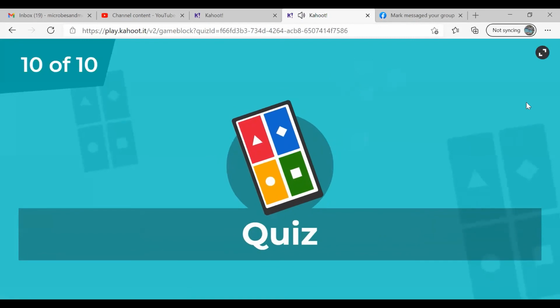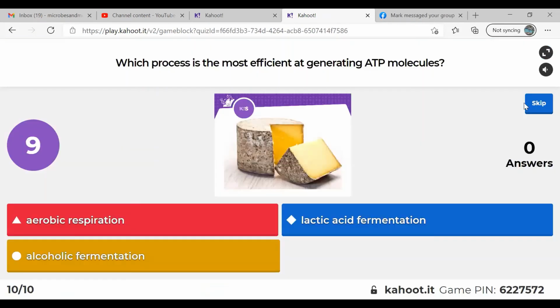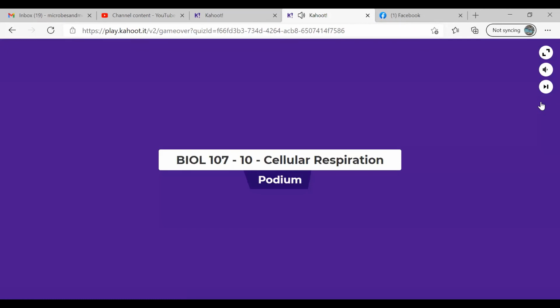Okay, last question. Which process is the most efficient at generating ATP molecules? I think we kind of, no, okay, a little bit different from the other questions. Sorry if I didn't address this one directly, but definitely aerobic respiration because you're making the most ATP molecules there.